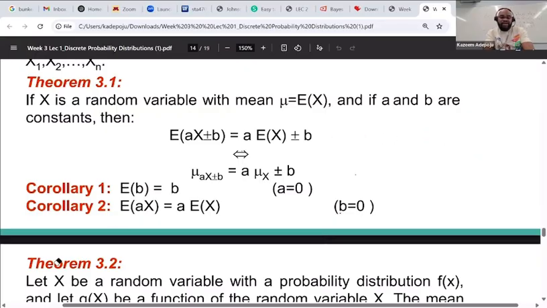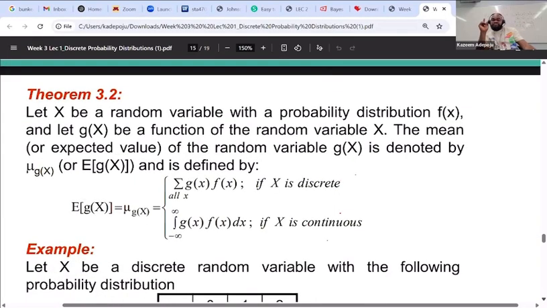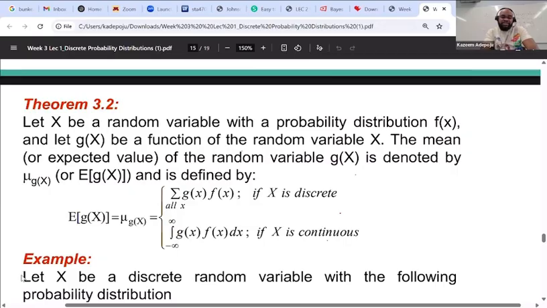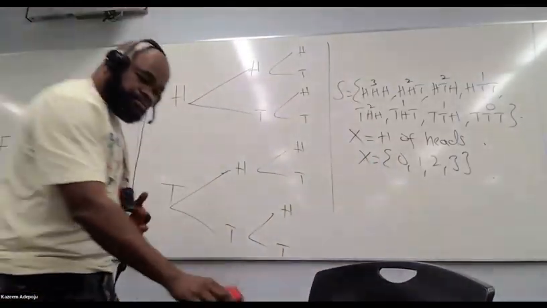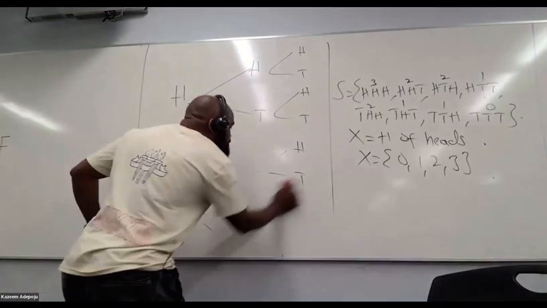Now, I'm actually going to move to theorem 3.2, and I need you to pay attention. Let X be a random variable with a probability distribution function f of x, and let g of X be a function of the random variable X. When I say a function of a random variable X, this is a linear combination, g of X. How do I find the mean of a linear combination if I have a random variable? This is what I'm trying to say.